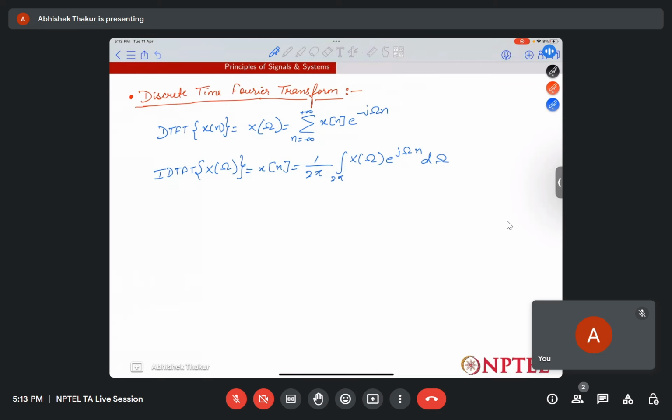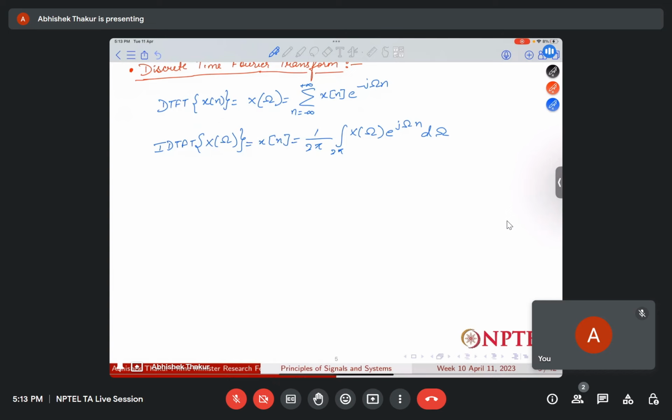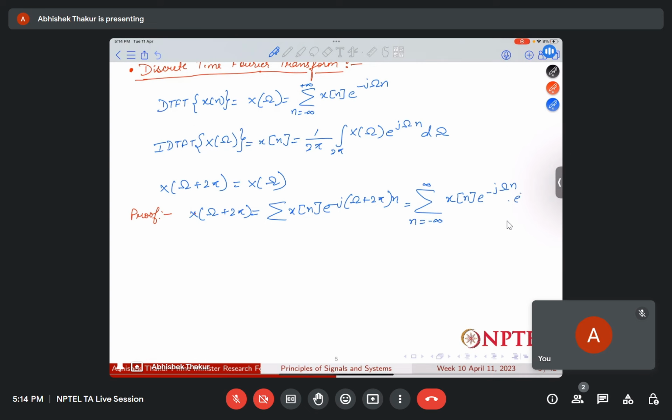X(ω) as a function of ω is periodic with period 2π. So X(ω + 2π) is equal to X(ω). We have a proof for this also. X(ω + 2π) is given as the summation of x[n] e^(-j(ω + 2π)n). So this will become the summation of n from minus infinity to infinity of x[n] e^(-jωn) times e^(-j2πn).